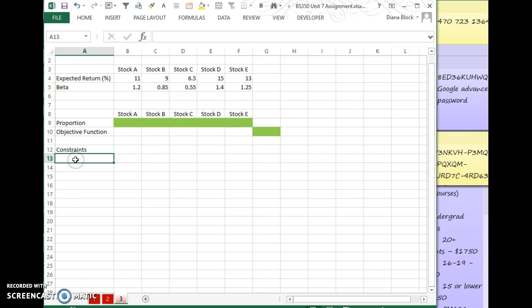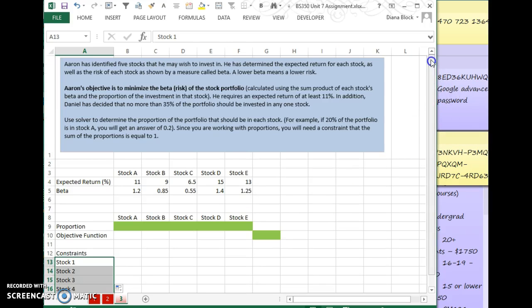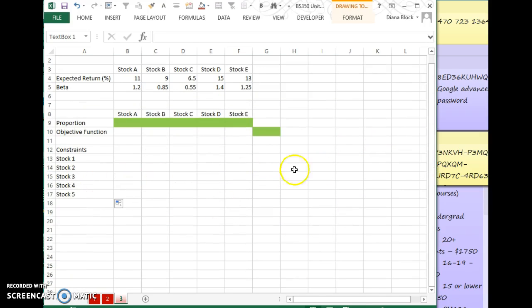And then we've got some constraints, and the constraints are going to be how much of each stock we should have. Let's see, what constraints do we have here? No more than 35% of the portfolio should be invested in any one stock. So that's what our constraint is related to that. None of these 5 stocks should be more than 35%. So the amount should be less than or equal to 35% for the amount of each stock.